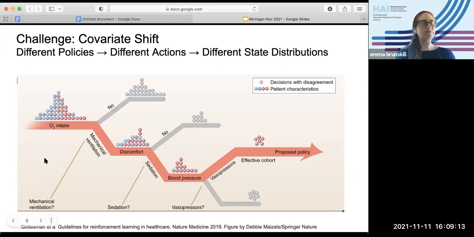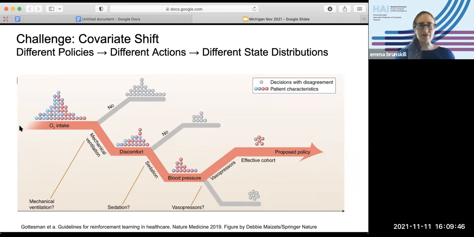number of wonderful people, which is looking at offline reinforcement learning for healthcare settings. And they have this nice graph where they highlight how one of the challenges in the sequential setting is that if we want to think about taking different policies in the future, by definition, those policies that are different than the way we gathered our data before are going to result in different actions in some of the same states. And because the actions that are taken affect the states, that can yield different state distributions.